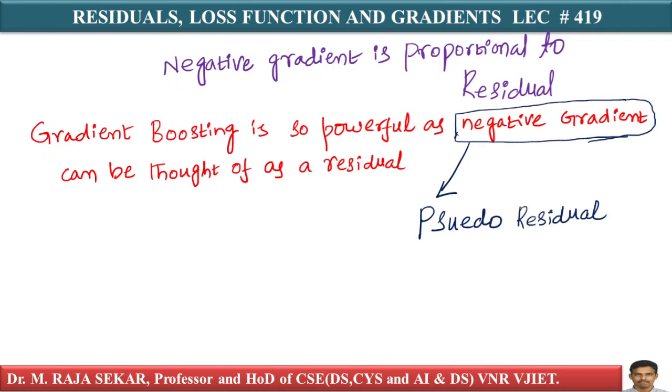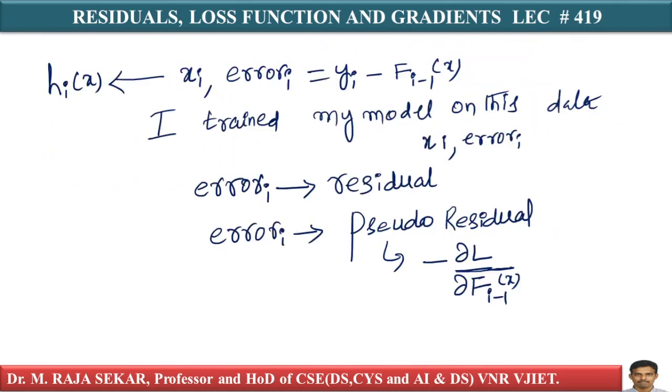At any stage I try to build this model hi of x using xi and error i. Error i is yi minus fi minus 1 of x, the residual at point i. Now, instead of taking my error at any point i as the residual, I replace the error at any point i with the pseudo residual.